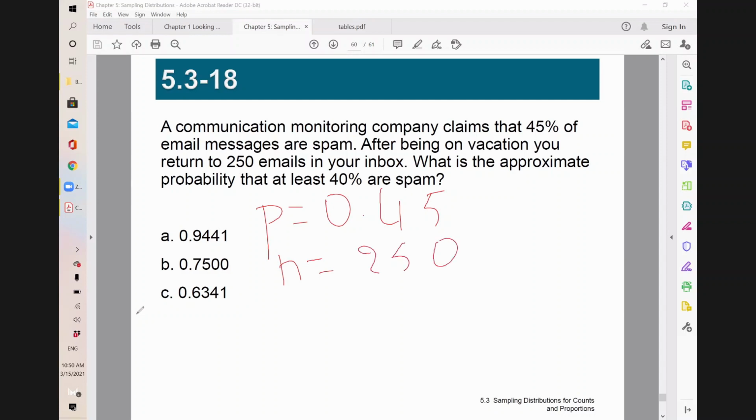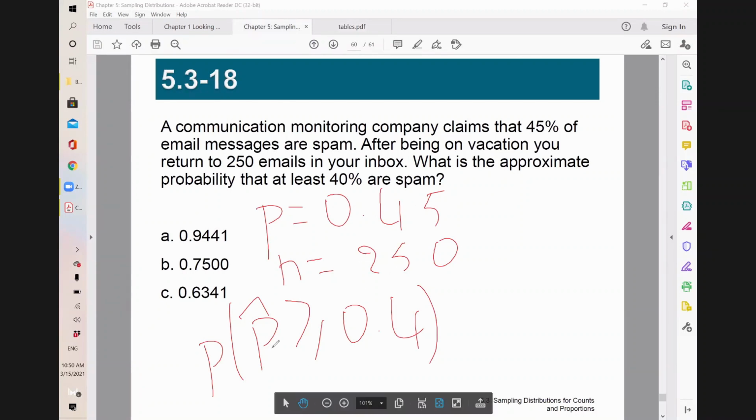Okay. What is the approximate probability that at least 40% are spam? Then we have to evaluate the probability of p hat being more than 40%. Because the question asks about at least 40% being spam, that means we have p hat is more than or equal to 0.4.